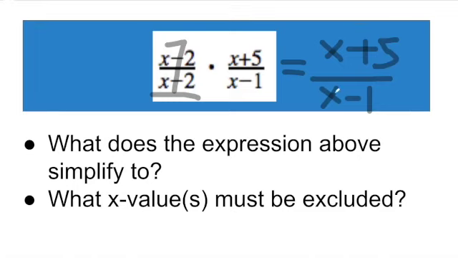And now in this simplified rational expression, we have to look at the denominator. That's not just a number. There's a variable there. So think about what is going to make this denominator 0. What minus 1 is 0? Well, that would be 1. So we have to exclude x cannot equal 1.